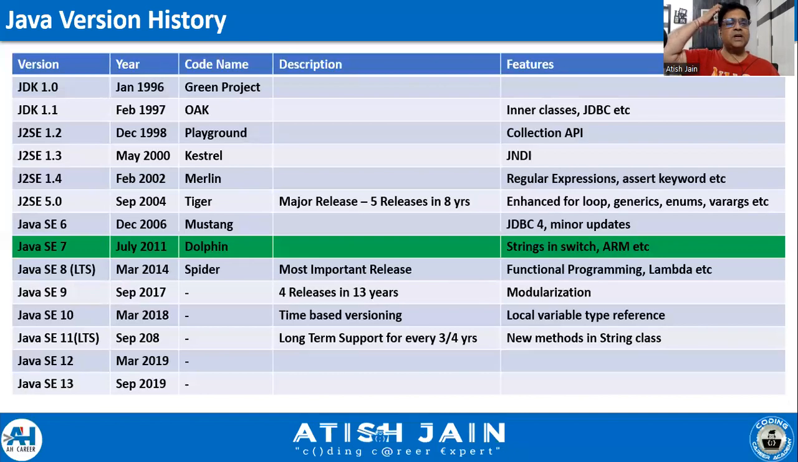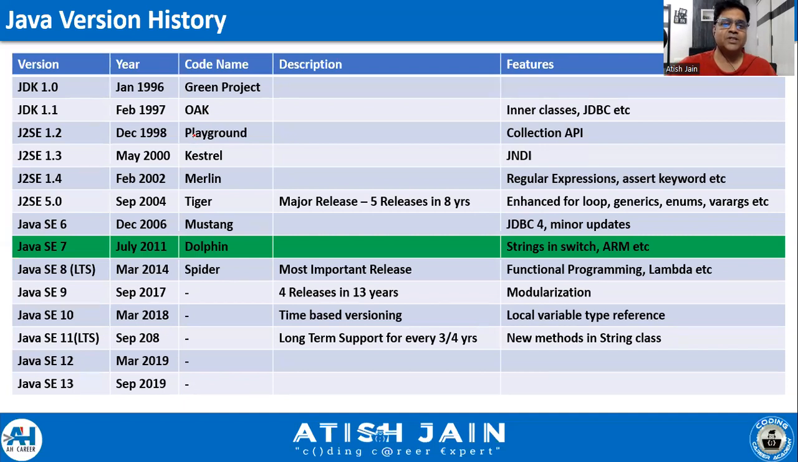Java started its journey in the year 1995 or 96, we can say, with the 1.0 version. Within the next year, they released the second version, 1.1. And for every version, they used to give some code names, like your Android also has names like Kit Kat. Is it clear?